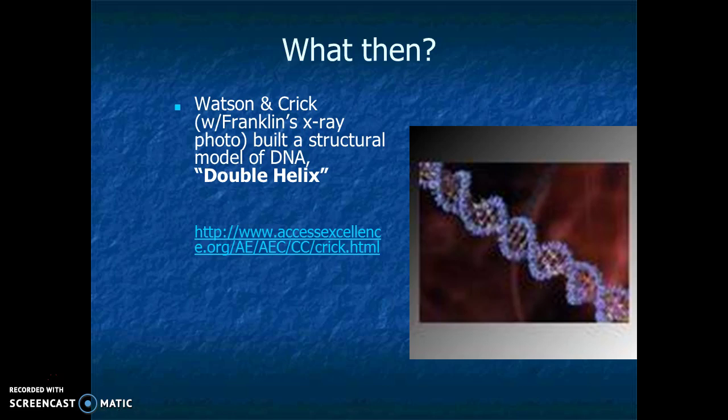So they went back and they reworked their models and they came up with the structure of DNA, and it is called a double helix, and you need to know that. So Watson and Crick are the ones credited with coming up with the structure or model of DNA. We all know that Rosalind Franklin played a role in it with her X-ray photo as well. But for the test, Watson and Crick.